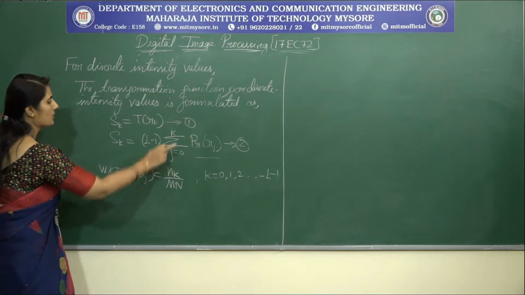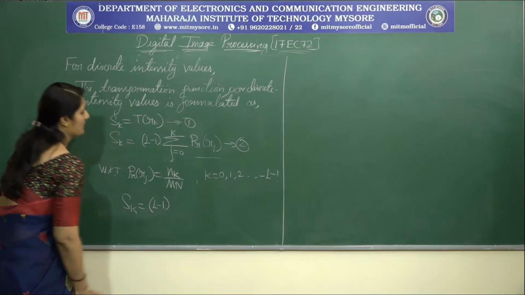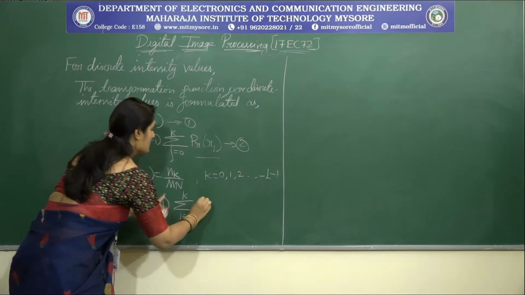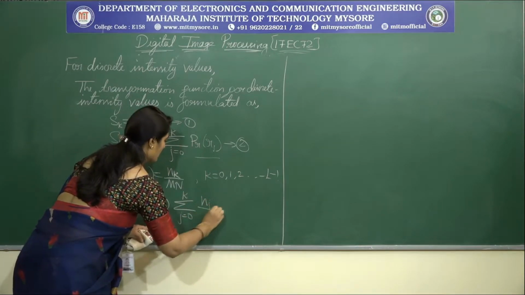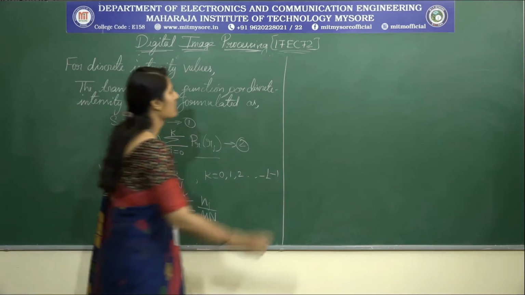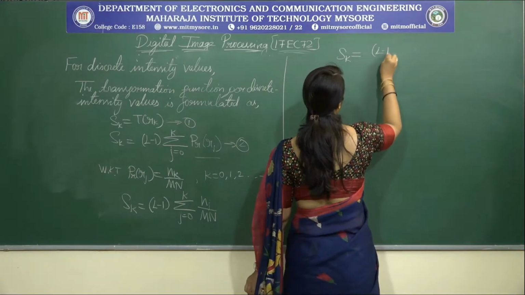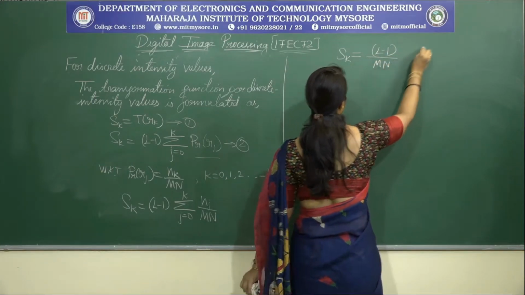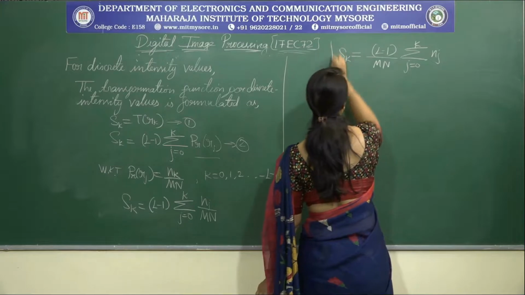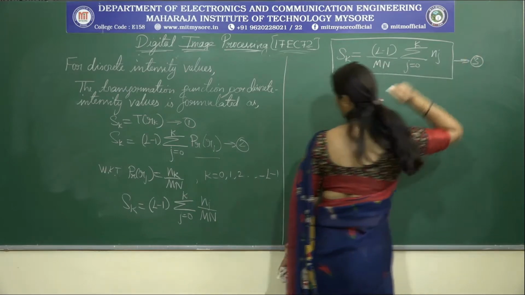Okay, so now substituting this in the above equation, Sk is equal to L minus 1 summation j equals 0 to k Nj divided by Mn. So taking the constant term outside this summation, it results with Sk is equal to L minus 1 by Mn summation j equals 0 to k Nj. This I call as equation number 3.